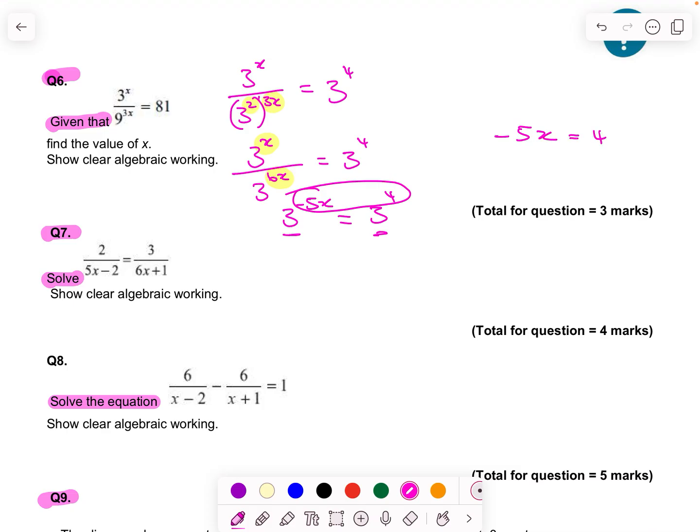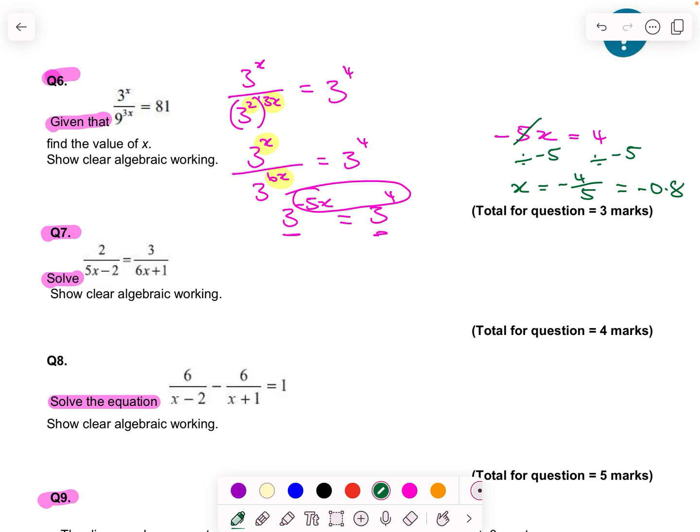So then I have to just divide both sides by minus 5. And so x must be minus 4 over 5. Or if you wrote minus 0.8, that is fine as well. Okay.